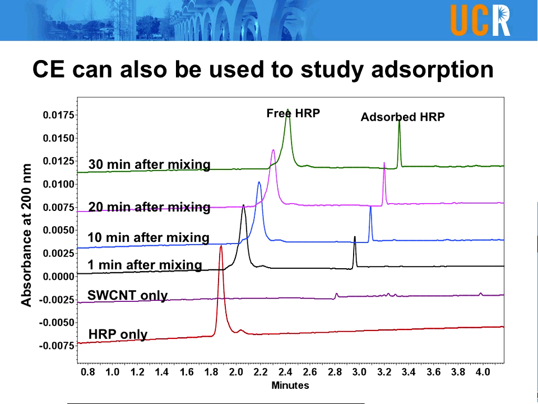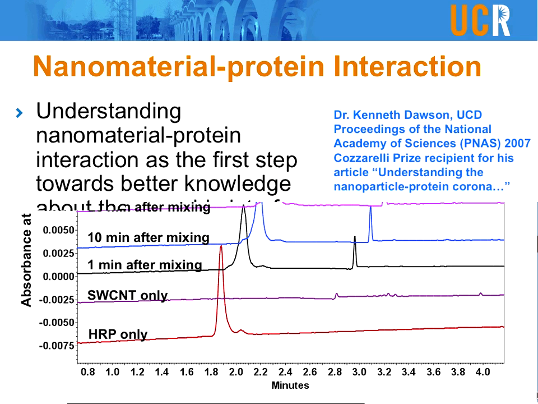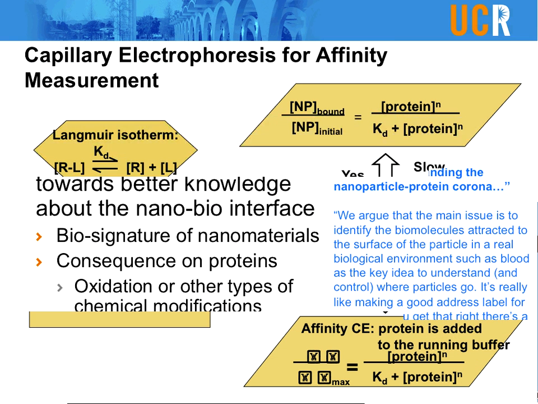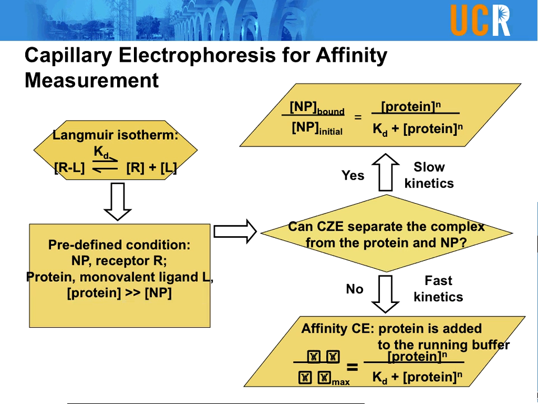CE can also be used to study protein interaction with nanotubes and other types of nanoparticles. For example, we use it to measure the affinity between nanoparticle and protein. This is just an analysis algorithm based on the Langmuir isotherm, the adsorption isotherm. From this Langmuir isotherm, we can measure the Kd value based on the change of the nanoparticle bound to protein or the initial concentration of nanoparticle.